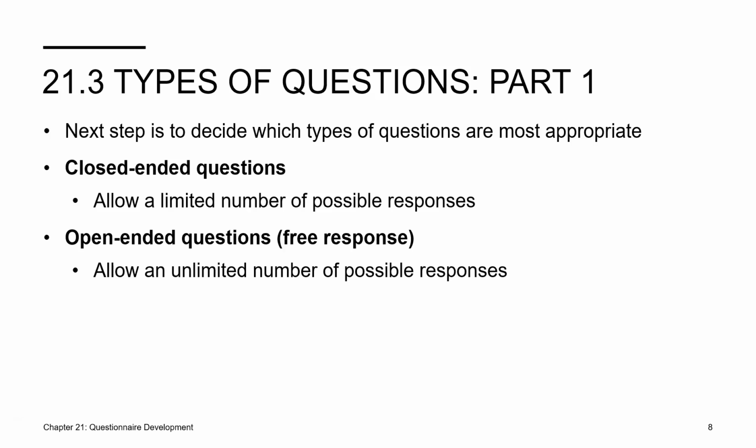So section 21.3 goes over types of questions. Your next step is to decide what types of questions you want in your survey. Typically, if you have a quantitative study, you will want to include mostly closed-ended questions. This is a typical multiple choice question where you allow a limited number of possible responses. You can also have open-ended questions, and these are free response questions. These can allow an unlimited number of possible responses, but people also tend to just write a short answer to the response.